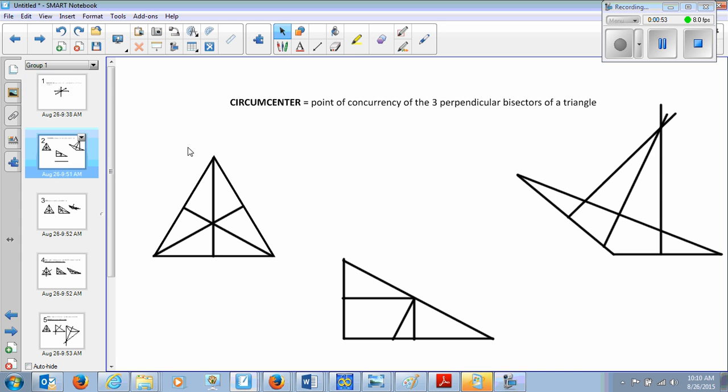The first word we get to is called the circumcenter. It's the point of concurrency of the three perpendicular bisectors of a triangle. We see something here. This is a special triangle. You may already be able to guess what kind of triangle it is, but it's actually an equilateral triangle. Equilateral triangles have the exact same length sides.